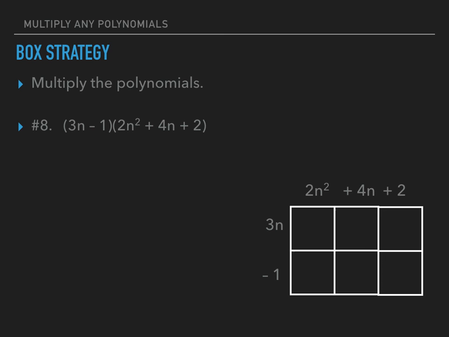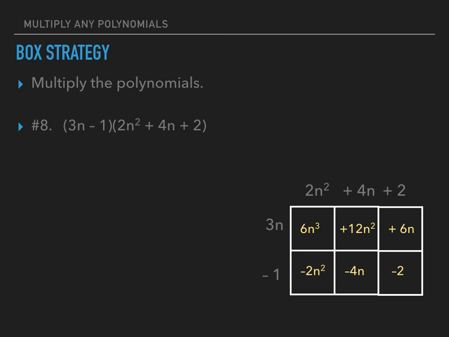So now I'm going to multiply and put the products in the respective cells. 3n times 2n squared is 6n cubed. 3n times 4n is 12n squared. 3n times positive 2 is positive 6n. It's better to keep the signs with the terms even if those signs are positive. Negative 1 times 2n squared is negative 2n squared. Negative 4n is the next product, and negative 2 is the last product.